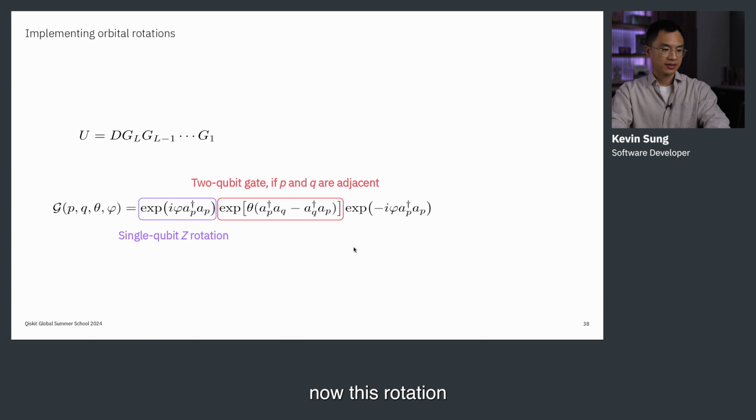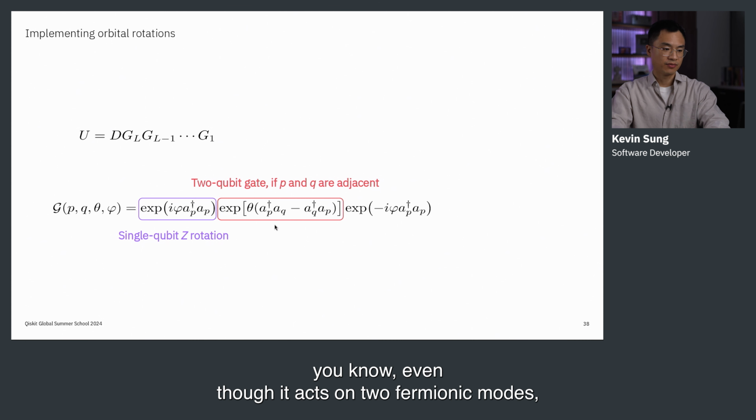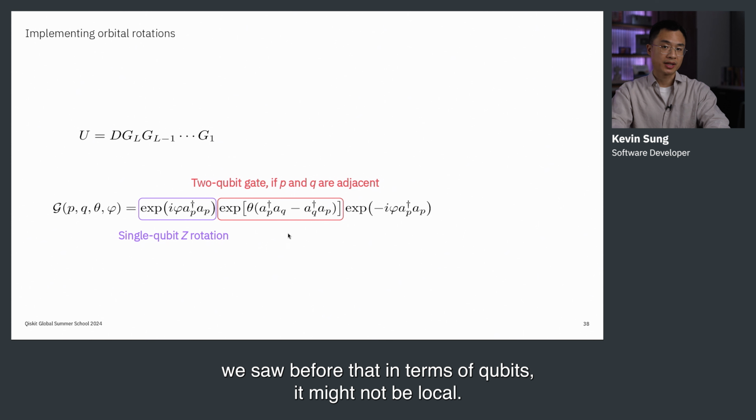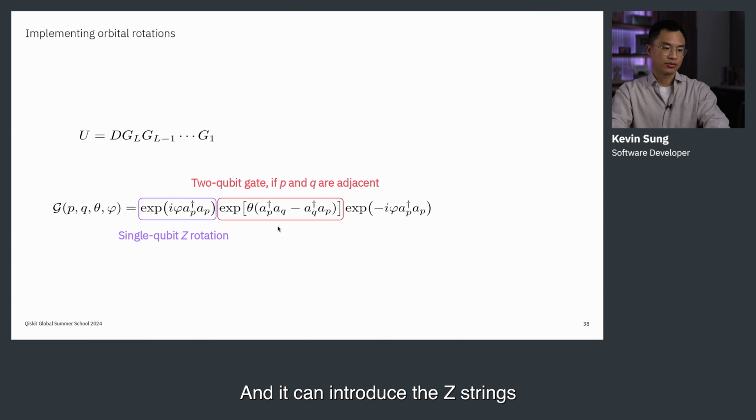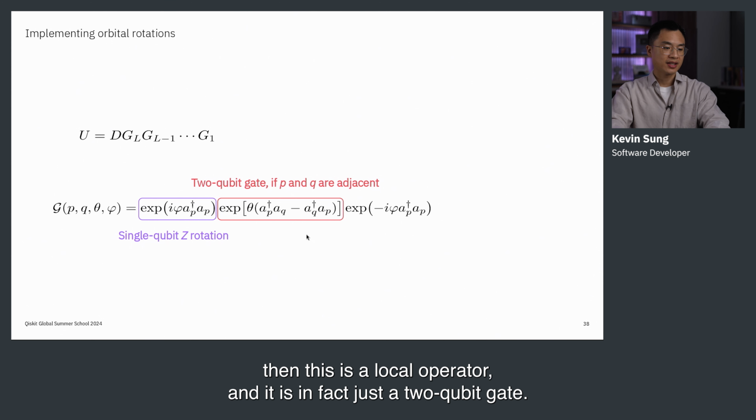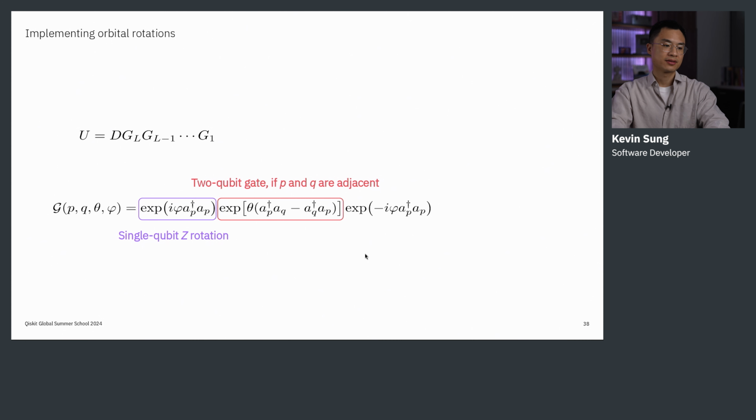Now, this rotation gate here acts on two modes, and in general there would be a difficulty because, even though it acts on two fermionic modes, we saw before that in terms of qubits it might not be local, and it can introduce the Z strings between P and Q. However, if P and Q are adjacent, then this is a local operator, and it is, in fact, just a 2-qubit gate. Again, if P and Q are adjacent, this gets mapped onto a 2-qubit gate.